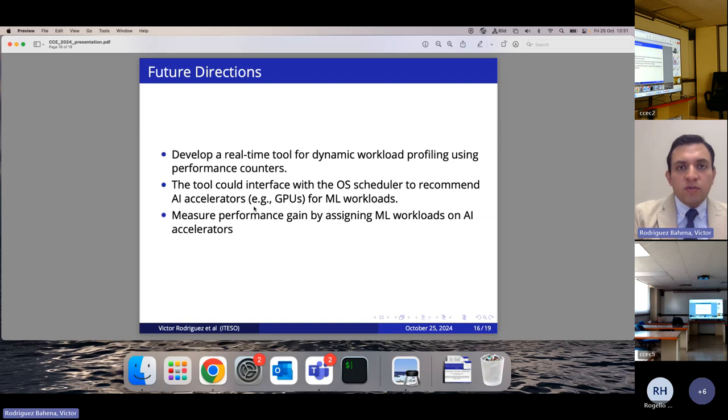And future directions: well, we are developing a real-time tool for dynamic workload profiling using performance counters. We want to develop a tool that could interface with the operating system scheduler to recommend the use of an accelerator. When detecting that a workload is good for an accelerator, send it to a specific server that has the proper instructions or architecture to accelerate it or give better performance. And of course, measure the performance gain from assigning the workload to the specific accelerator and see how much performance we gain from that smart migration. That's the final goal.